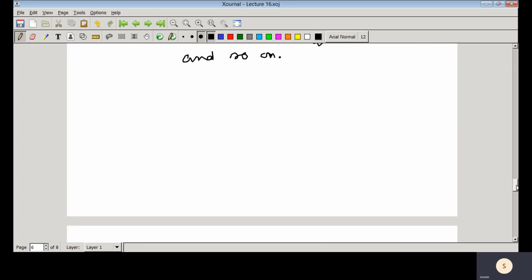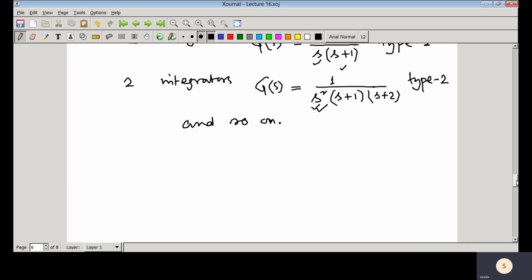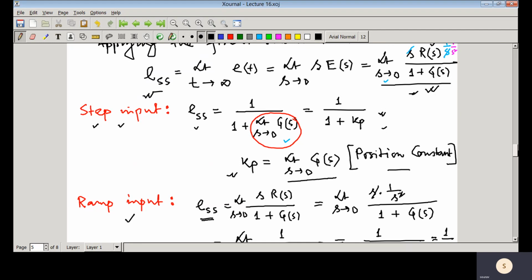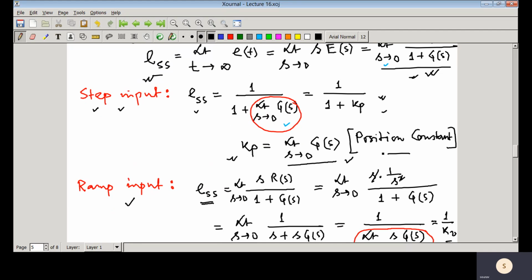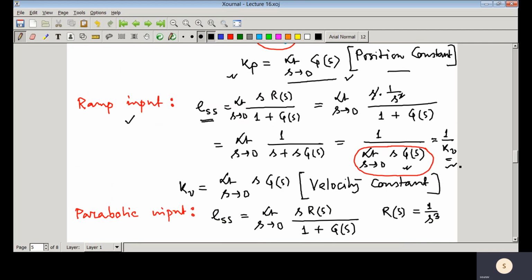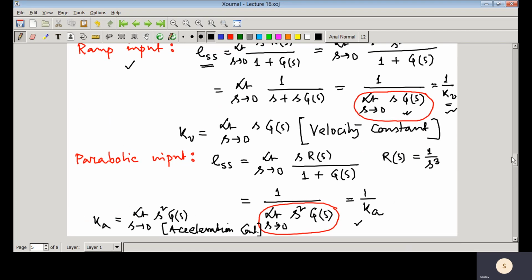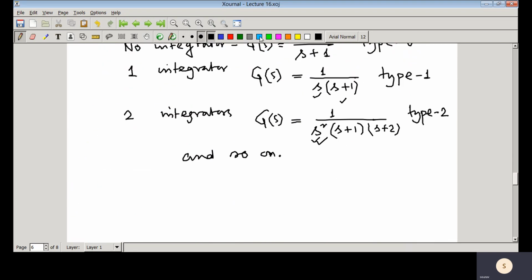Now let us see one important and interesting thing: the type of a system decides what the steady state error would be. It has a direct relationship with steady state error. We have now defined three constants: Kp, Kv, and Ka. So what is Kp? We get that Kp, the position constant, is limit s tends to 0 of G(s).